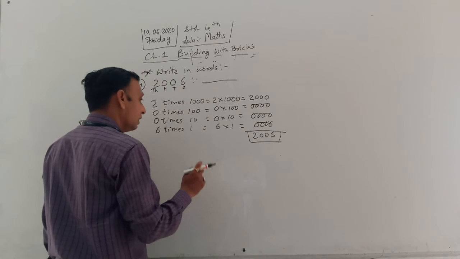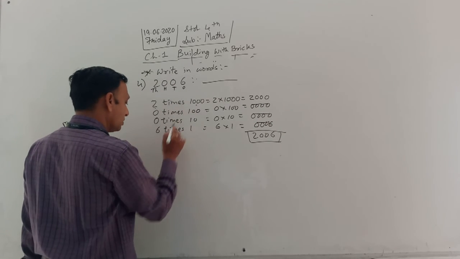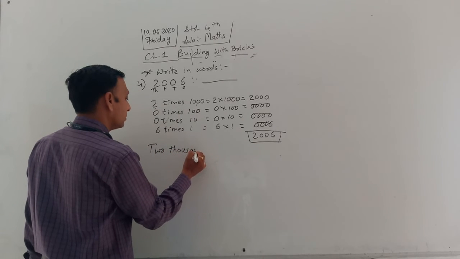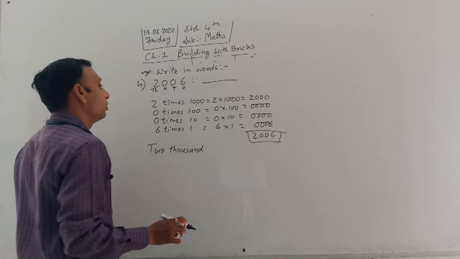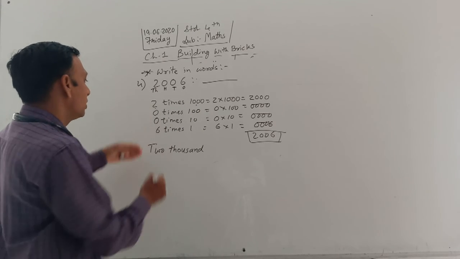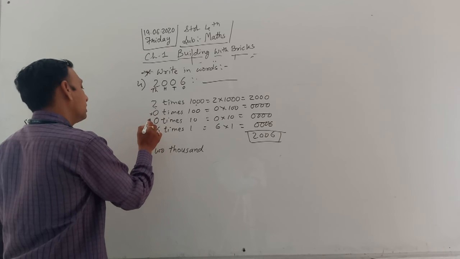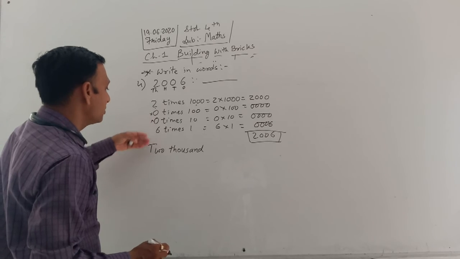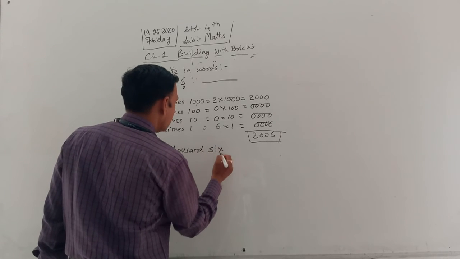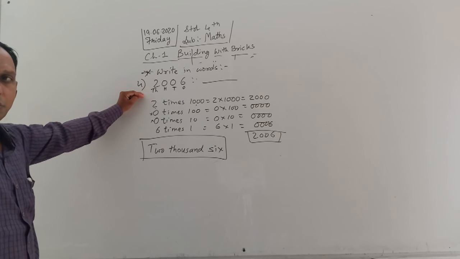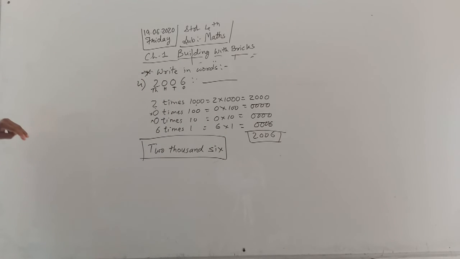Now we will write in words. 2000. 100, so no need to write about 0. So 2000, it is not needed to write 0 times 1000 also. So 2006, directly we have to write 2006. This is the answer of this.